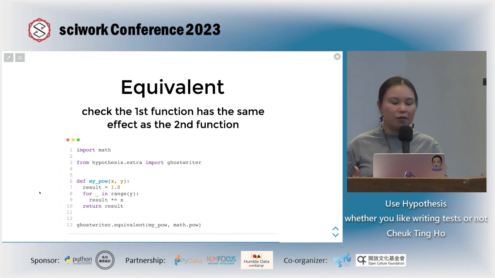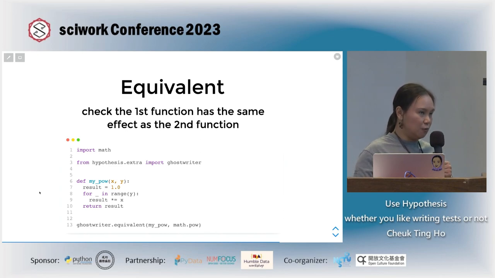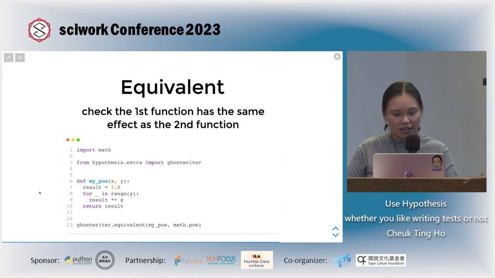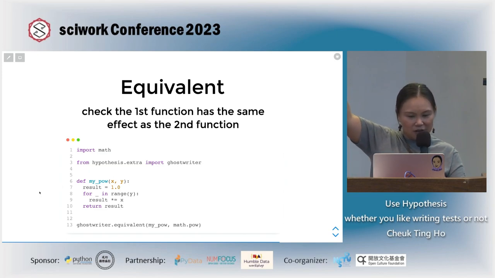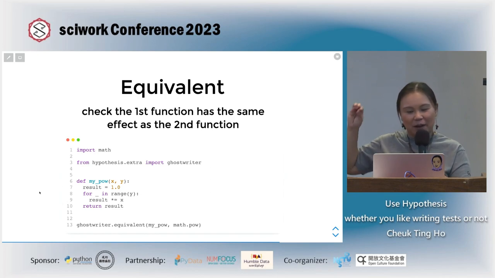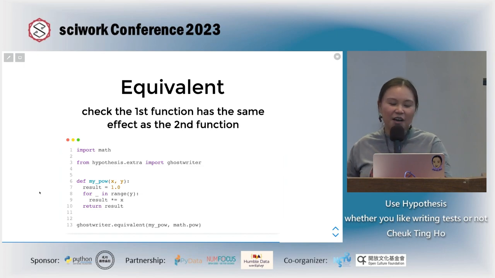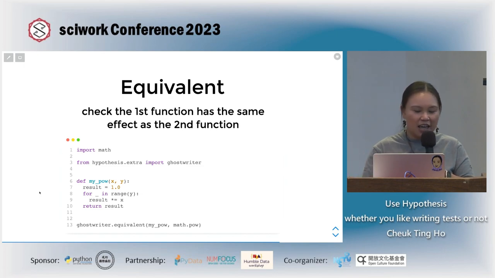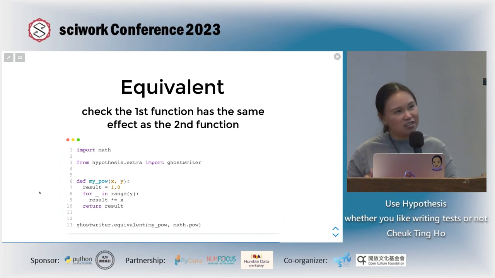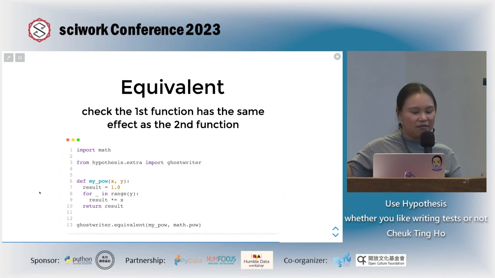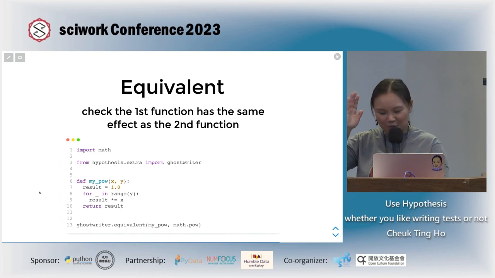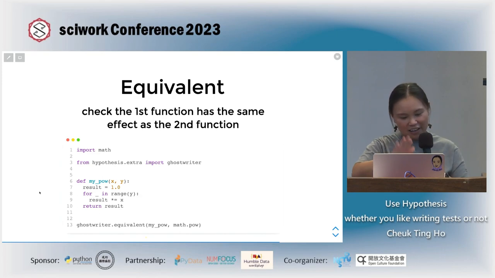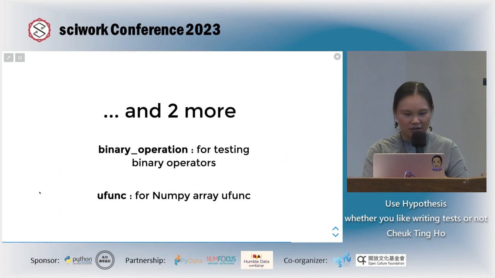Equivalent is useful when you have a function that you know is working for sure, and you check it against another function that you write. This one actually won't work because the one that I write won't work sometimes, but Hypothesis will probably pick it up and say, "Oh, you actually missed this case." But it's just an example. For example, you write a method to calculate the power of something, and then you can check it against the standard library, math. I don't know why you would do that, but I can't think of a better way of showing it. Sometimes you want to create another function and check it against an existing function, and this is a tool that you could use.